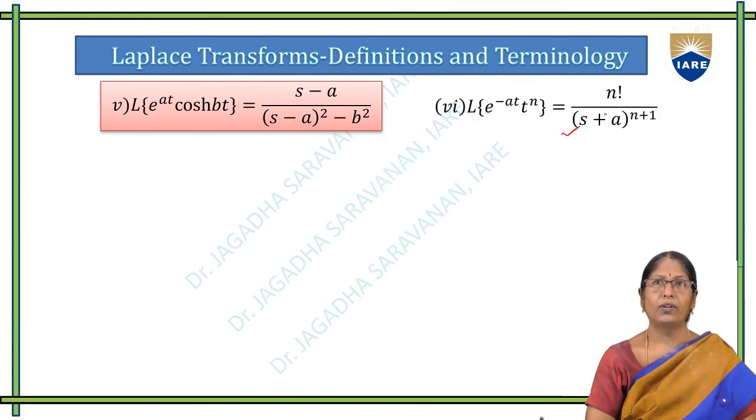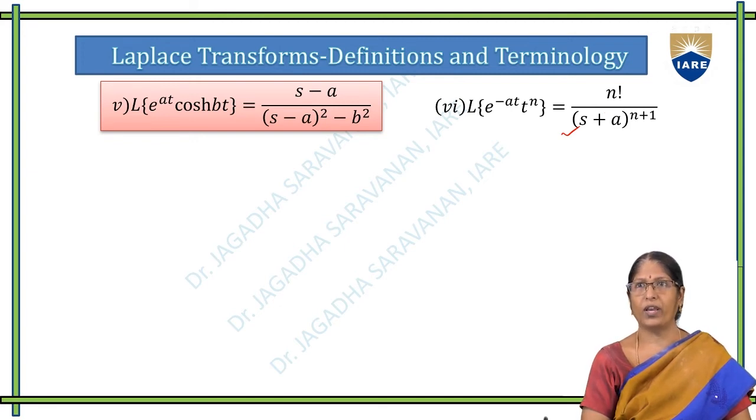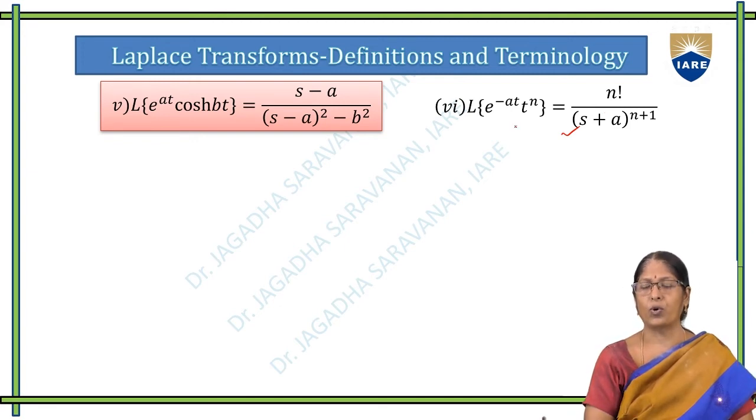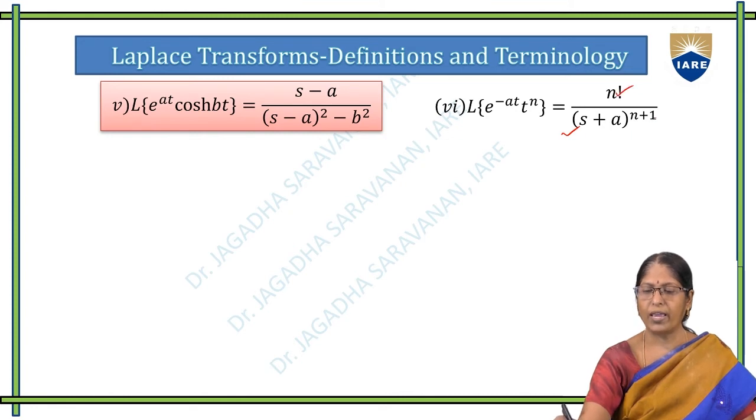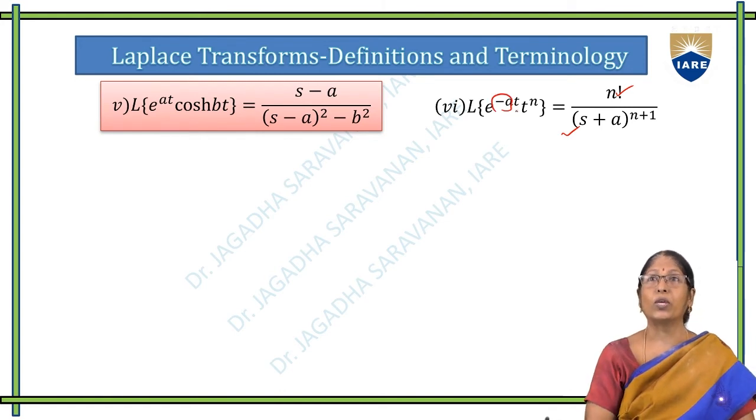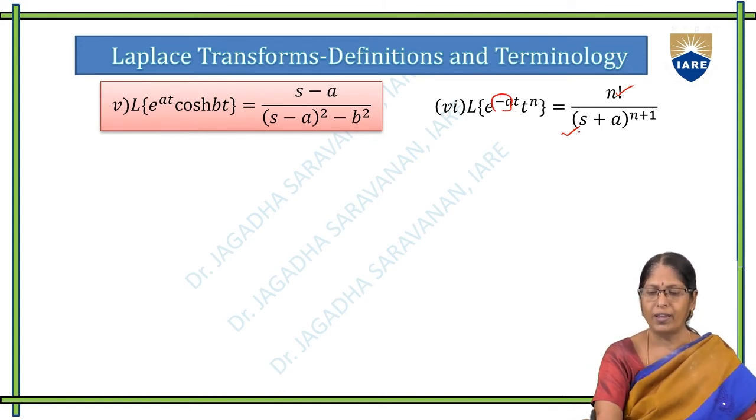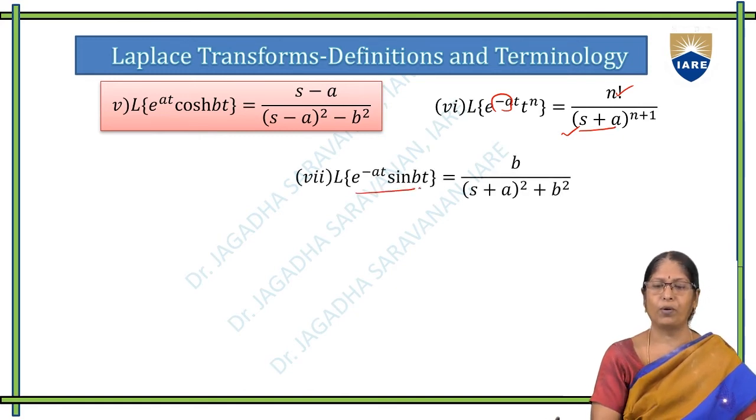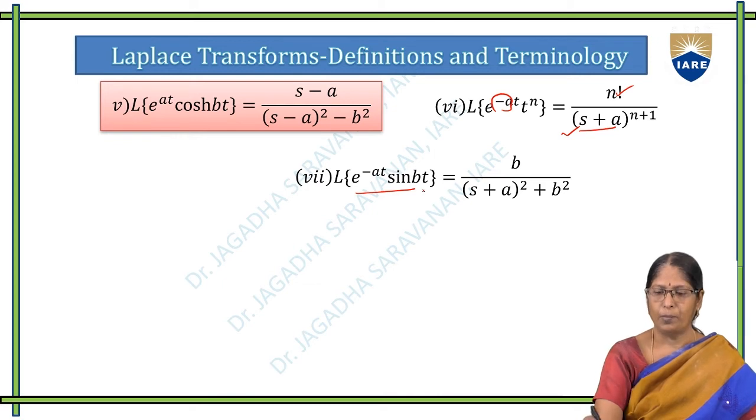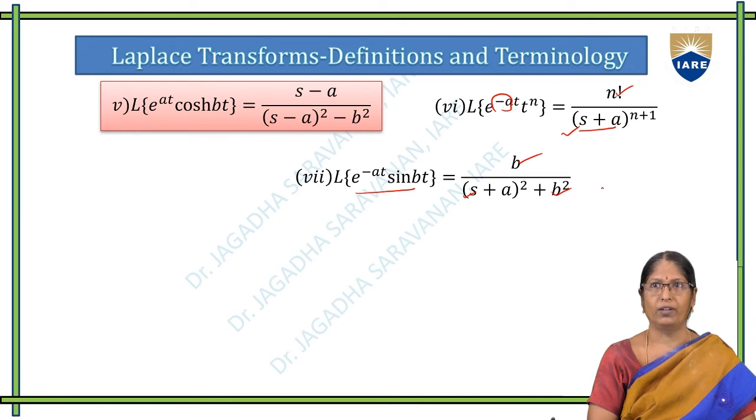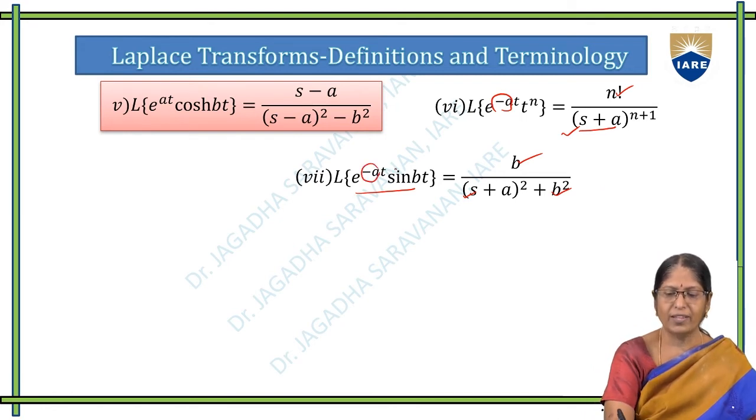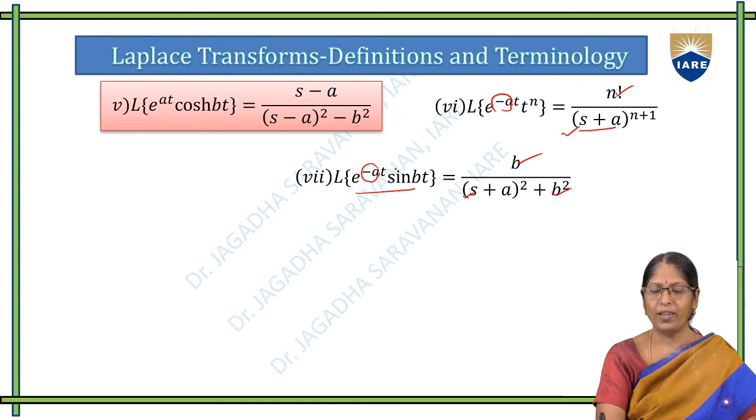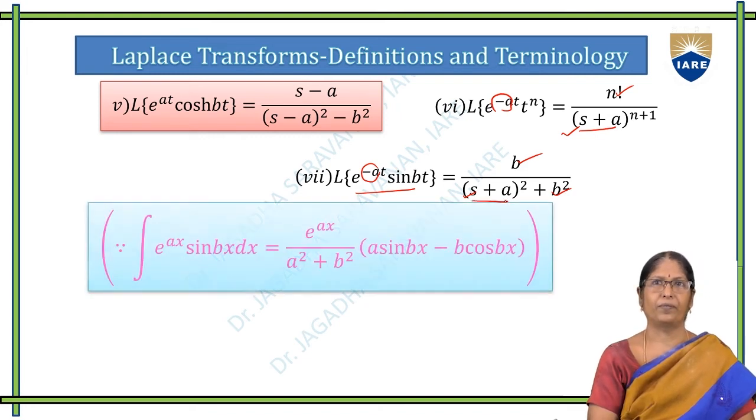So here also, e power minus at t power n. The formula for t power n is n factorial by s power n plus 1. But here minus a is there, so s is replaced by s plus a. The next also is a very simple one, sin bt, b by s square plus b square. Then minus a is there, so s is replaced by s plus a.